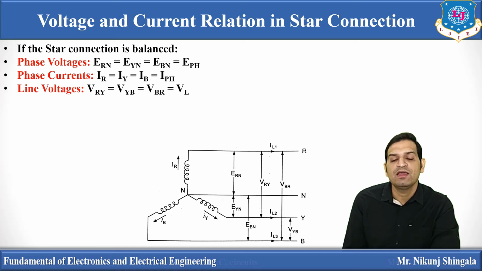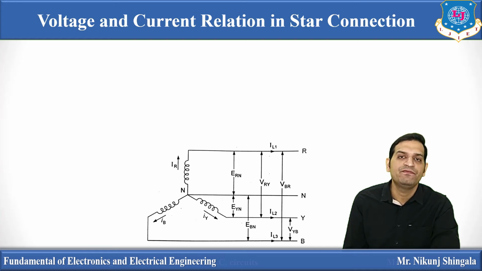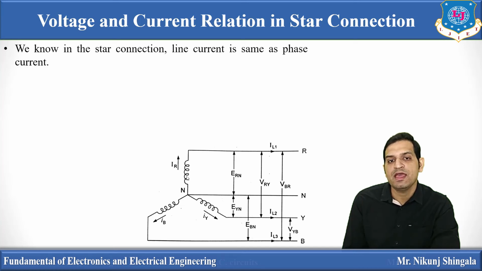Line voltages VRY, VYB and VBR will also be equal, which is denoted by VL. And line currents IL1, IL2 and IL3 are also equal, which is denoted by IL. Now let us derive the relationship between phase current and line current for a star connected system. So here you can see IR is equal to IL1, IY is equal to IL2 and IB is equal to IL3. So line current is the same as the phase current for a star connected system.